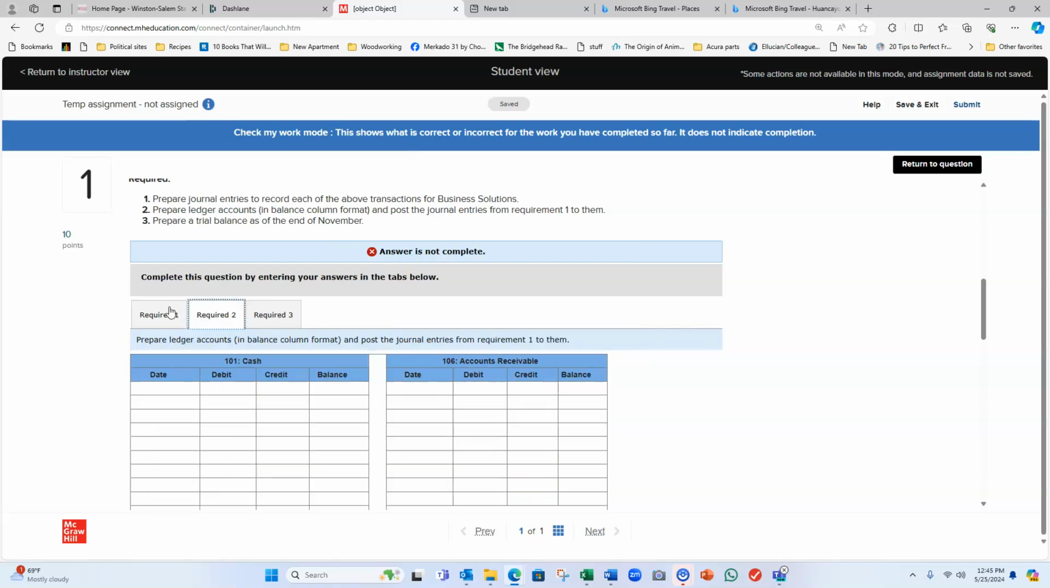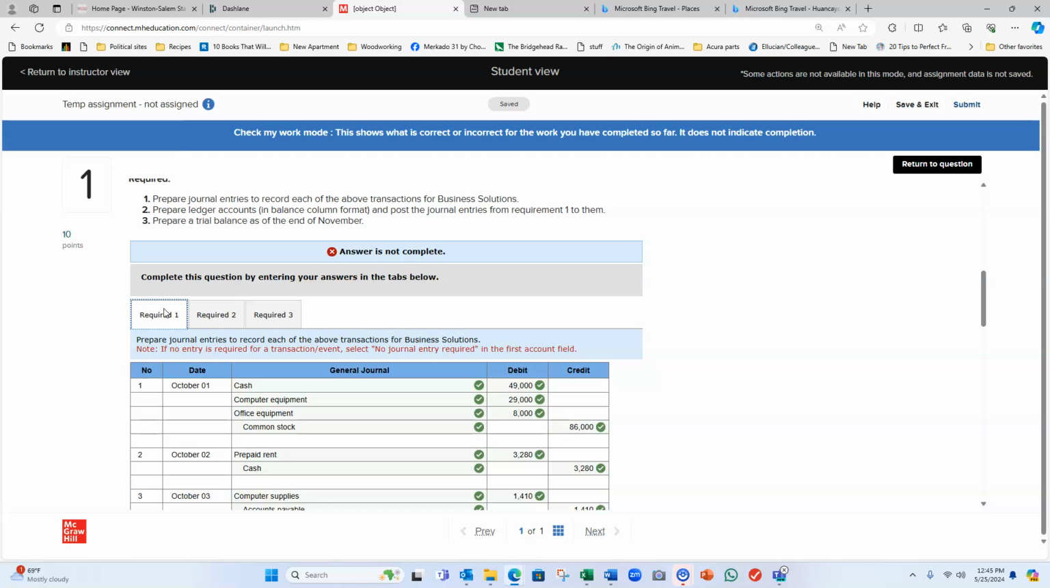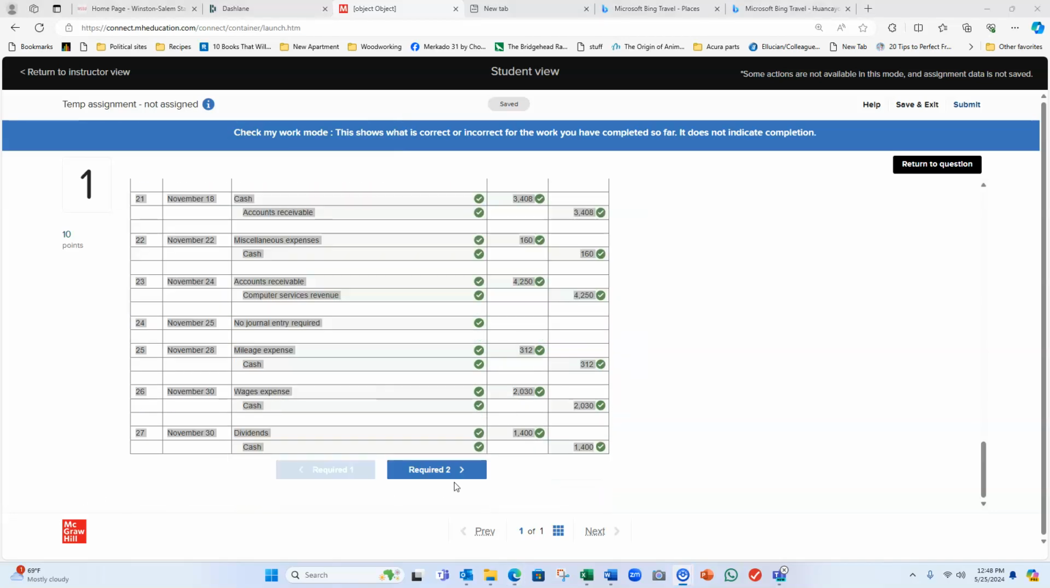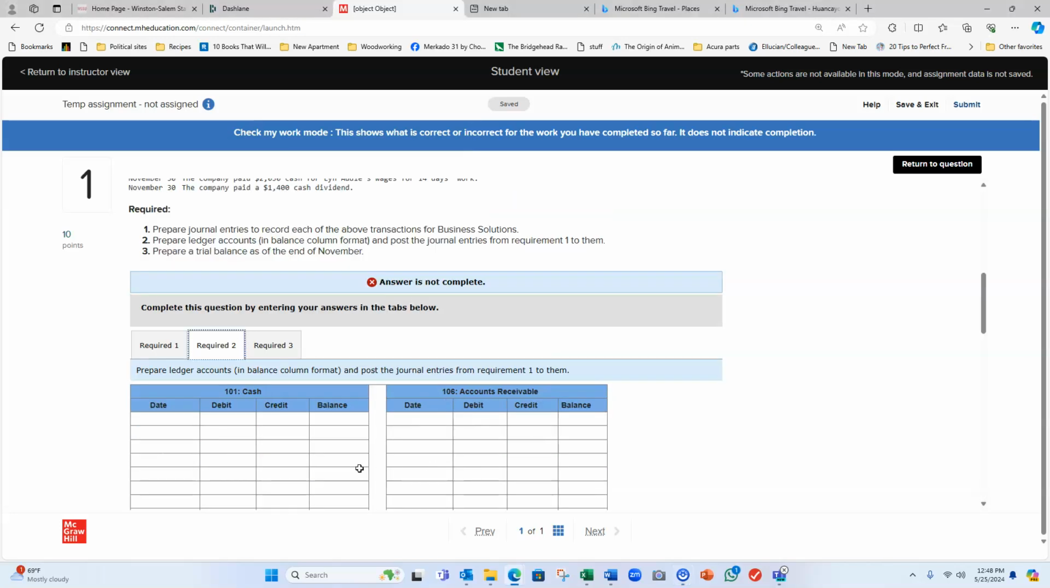Now we need to post these to the ledger. And what I'm going to do is I'm going to take just a second. I'm going to pause this, and I'm going to enter these into a spreadsheet or something that I can use. Okay, I've made myself a spreadsheet that has all my info on it, so I can refer to it.